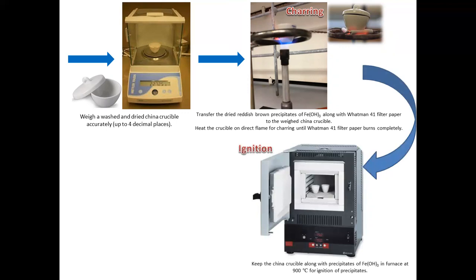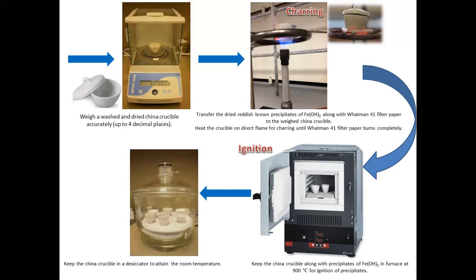After charring, keep the china crucible along with precipitates of ferric hydroxide Fe(OH)3 in furnace at 900 degrees centigrade for ignition of precipitates. So this process of ignition is also known as complete combustion. On ignition, ferric hydroxide Fe(OH)3 is decomposed into ferric oxide, which is Fe2O3. Because on ignition, all metal hydroxides are decomposed into their respective oxides.